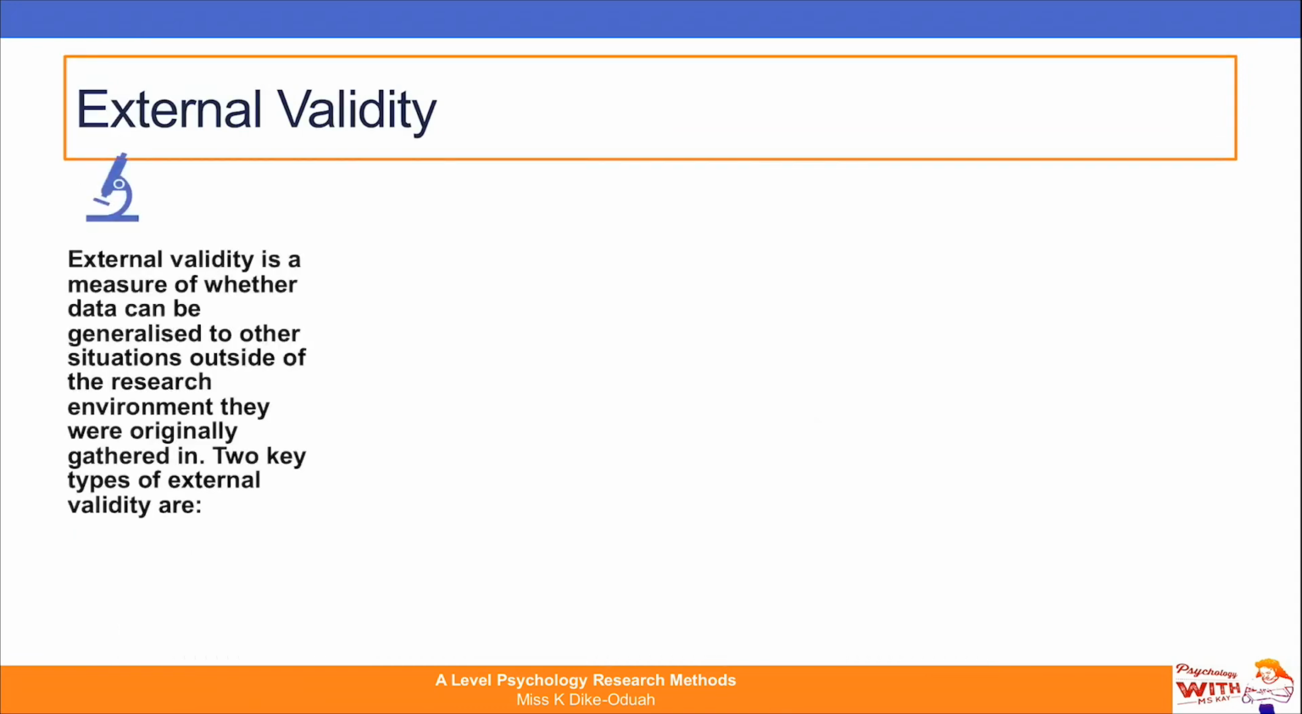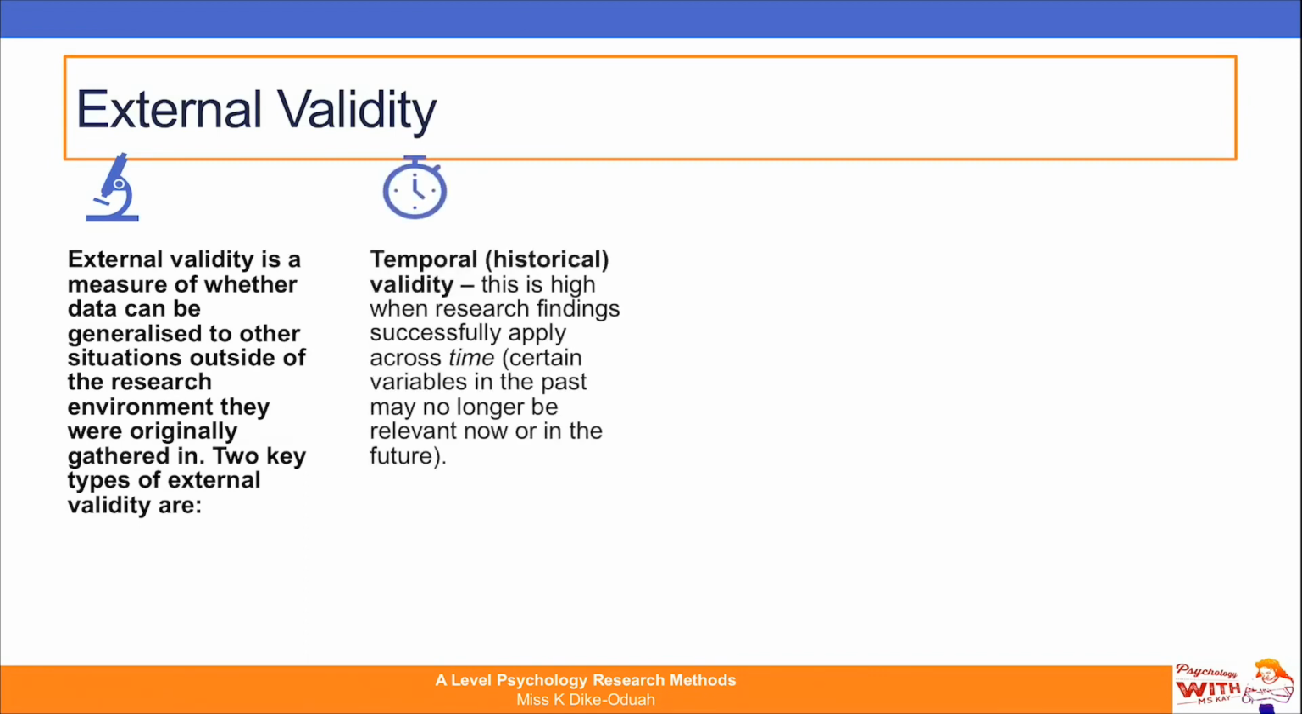External validity is a measure of whether data can be generalized to other situations outside of the research environment they were originally gathered in. And there are two key types of external validity. The first type is one that I know you guys know through and through because we always use it, which is temporal validity. Temporal validity is also known as historical validity, and I believe the textbook refers to it as historical validity.